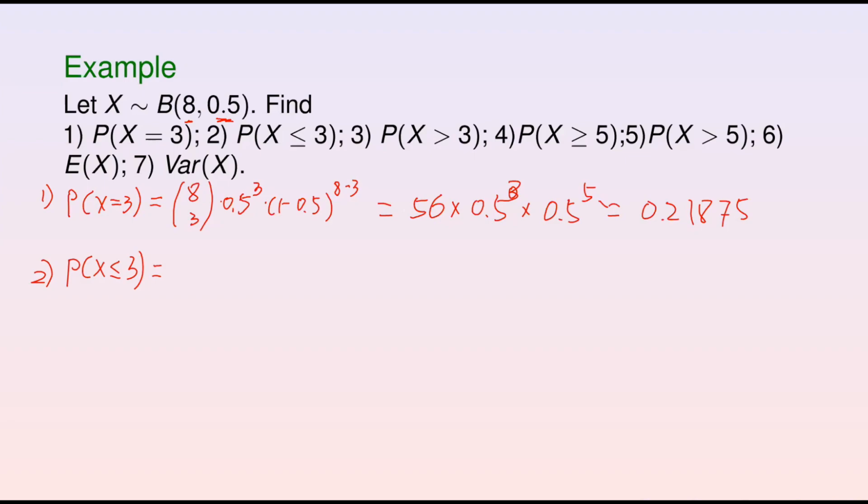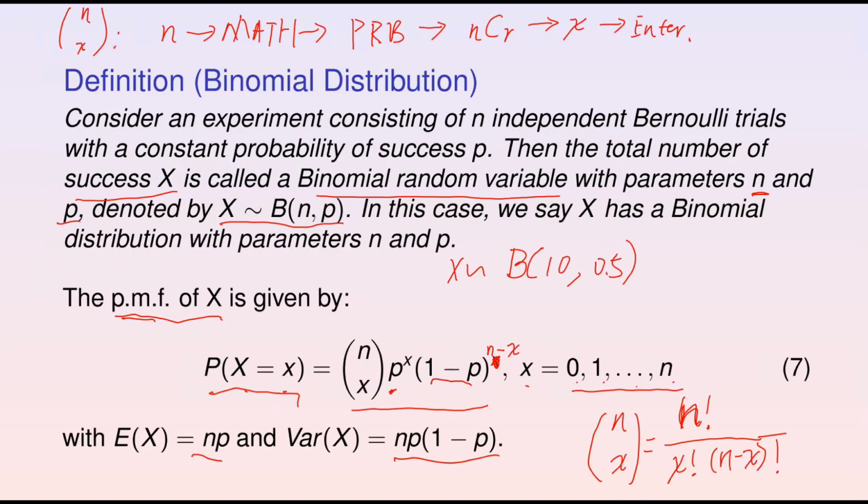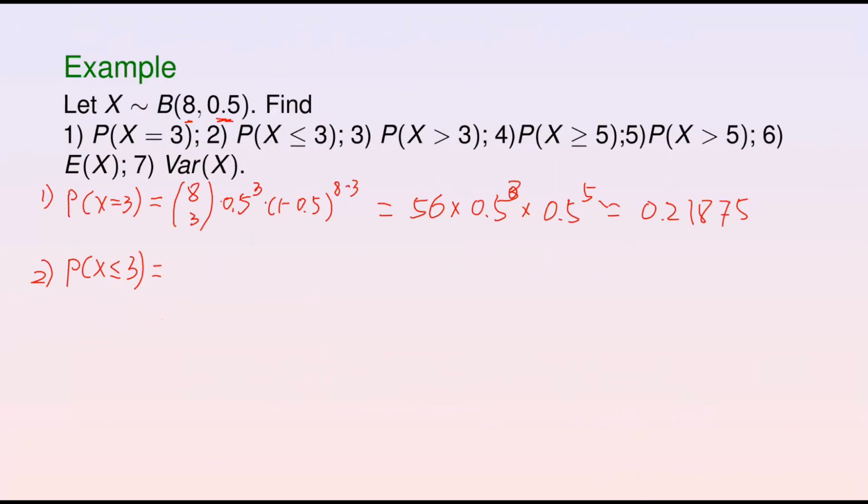Here, x less or equal than 3 is going to be what? Because the possible values of x is 0, 1, 2, till n. In this case, it is 0, 1, 2, 3, till 8. Right? That's the possible values of x. But here we're talking about x less or equal than 3. So x equals 0. Number of successes can be 0, or 1, or 2, or 3, or less or equal than 3. Be careful, 3 is included.